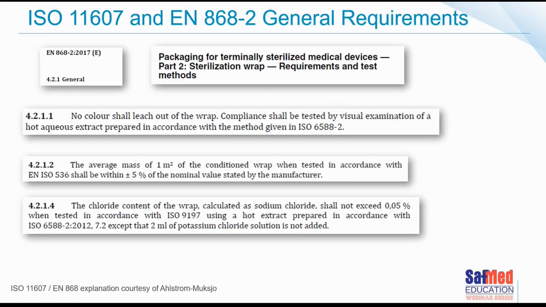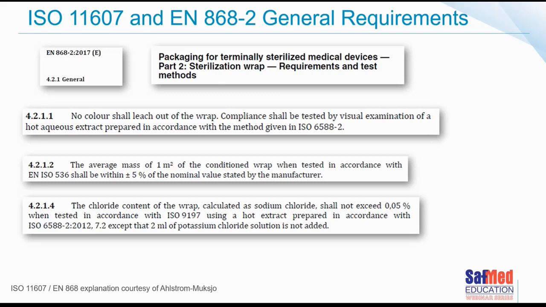I'm going to point to some aspects in 868 Part 2 that fall under Section 4. Some examples. No color shall reach out of the wrap. It must be compliant as tested using a visual examination, and it goes on to describe in the standard how that actual test method is performed.